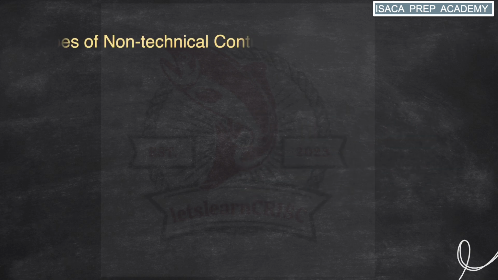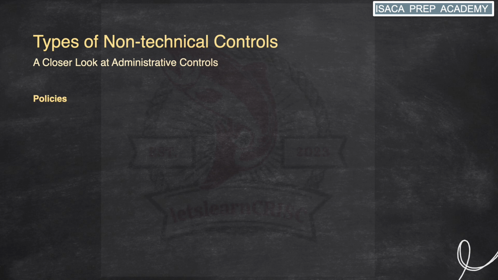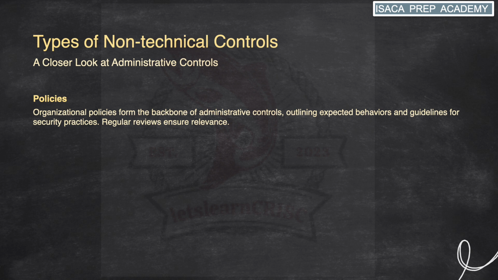Next, friends, we'll discuss the types of non-technical controls. We'll have a closer look at the administrative controls. First is policies. Friends, organizational policies are the cornerstone of administrative controls, providing clear guidelines and expectations for security practices within a company. And these policies outline the behavior and procedures that employees and stakeholders must follow to uphold security standards and protect sensitive information and assets.